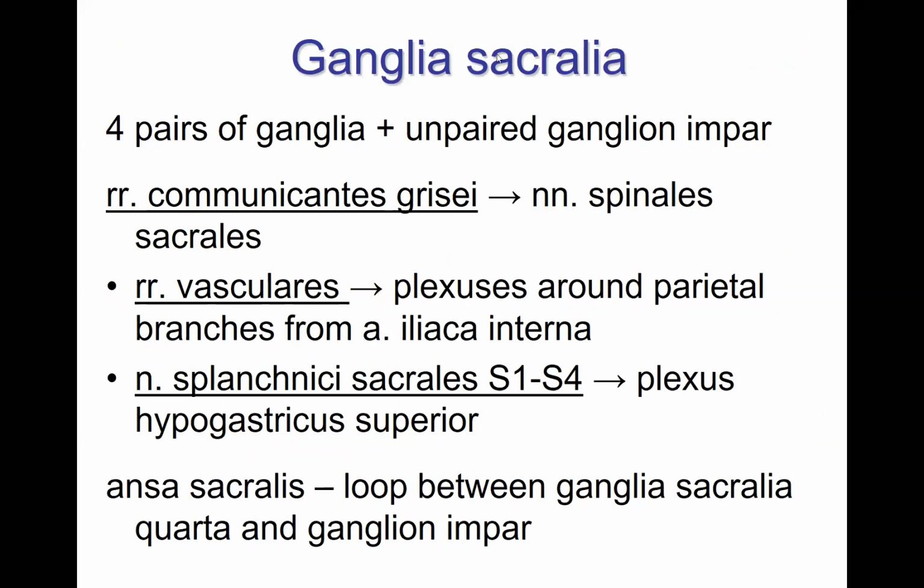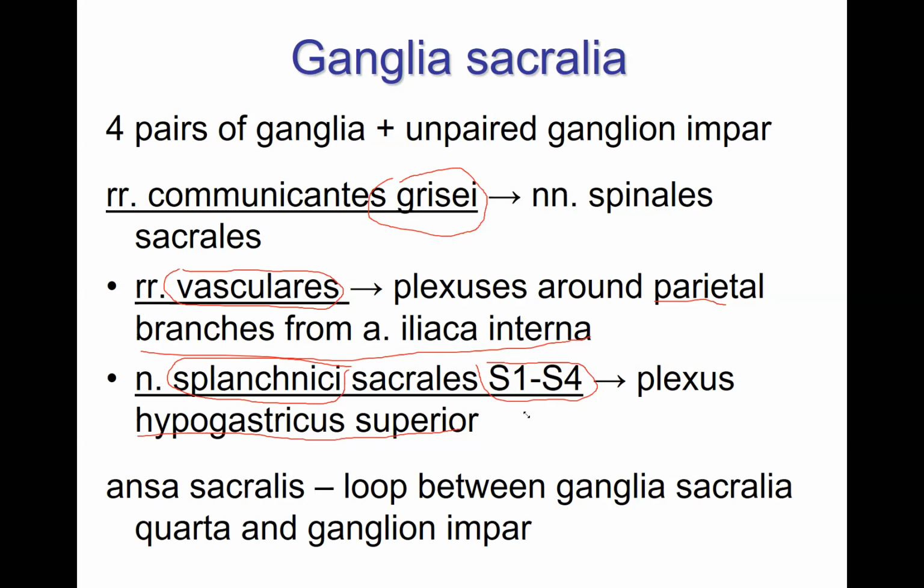So the sacral ganglia we have talked about now. So we have gray communicating branches, no white ones. We have vascular branches to parietal branches from internal iliac artery, mainly lateral sacral, inferior, superior gluteal. And then we have, of course, the splanchnic nerves from each level, and they go to the superior and inferior hypogastric plexus as well. Here should be also the name inferior.